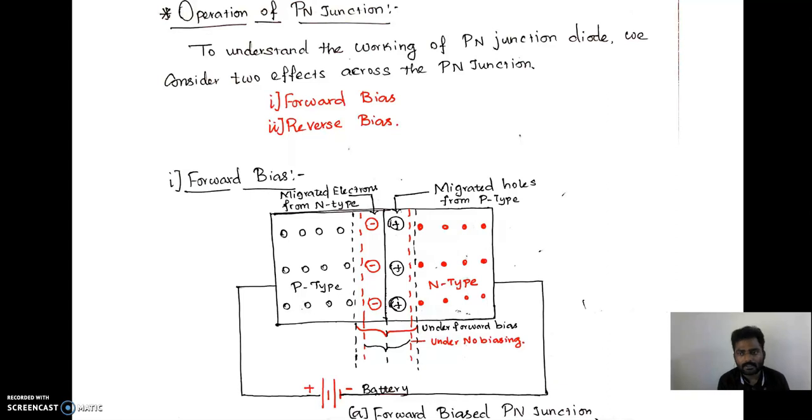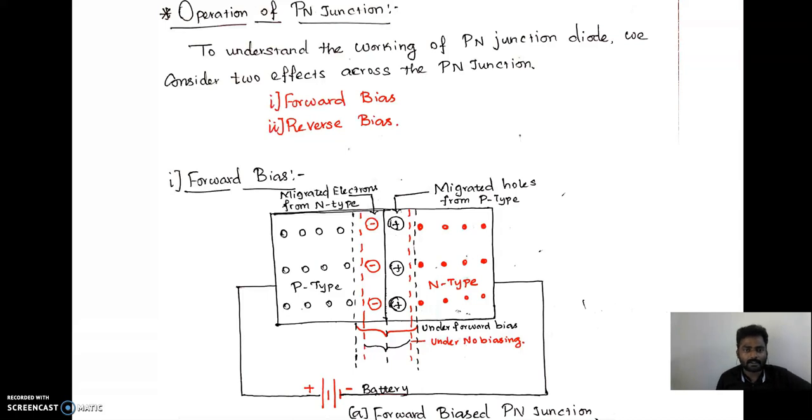Good morning. In the last lecture, we stopped at the operation of the PN junction and forward bias. So I'm just recalling it and starting again. To understand the working of a PN junction diode, we consider two effects in the PN junction: one is forward bias and the other is reverse bias.